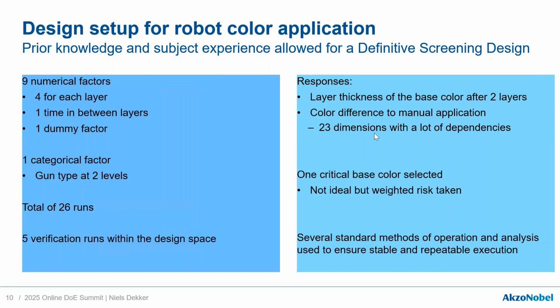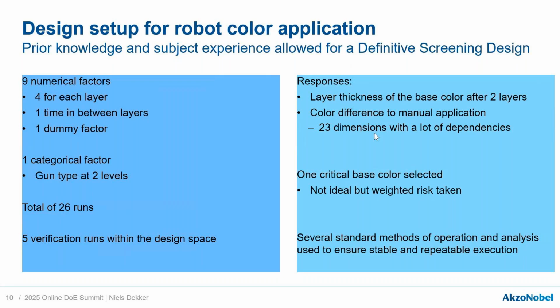The responses, an important one is the layer thickness. The layer thickness that the robot is spraying after 2 layers should be similar to what the manual applicator is doing. And the color, of course, needs to match. That's a very crucial thing. And color is complex in its dimensions. For effect coatings, it can go up to 23 dimensions, so 23 responses.